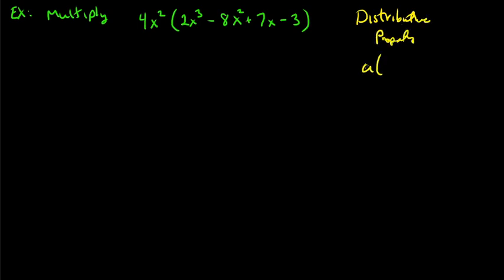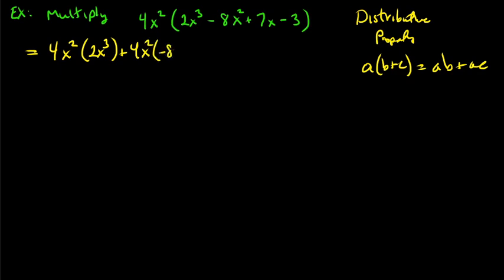Right, in other words, a times b plus c is just a times b plus a times c. So here's my a, the 4x squared, and it's not just b plus c, it's b plus c plus d plus e, and so on, right? So all you're doing is multiplying 4x squared times 2x cubed plus 4x squared times negative 8x squared plus 4x squared times 7x plus 4x squared times negative 3.